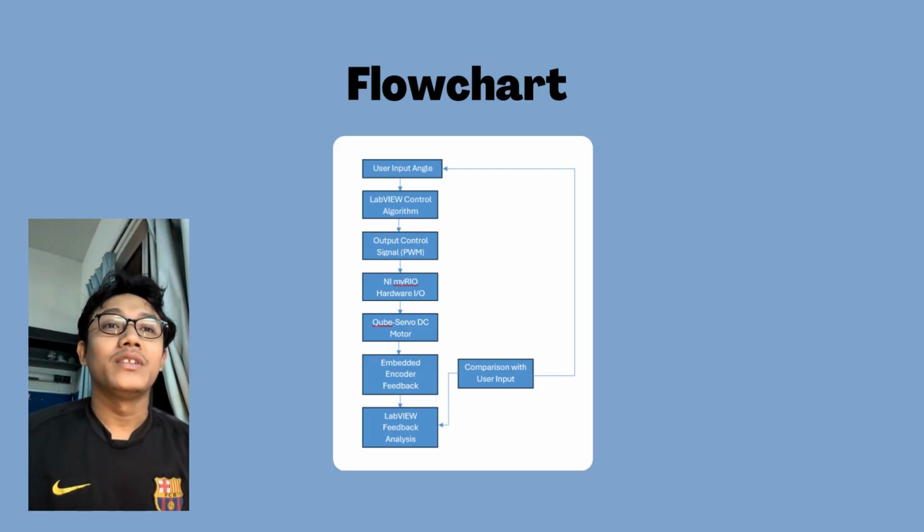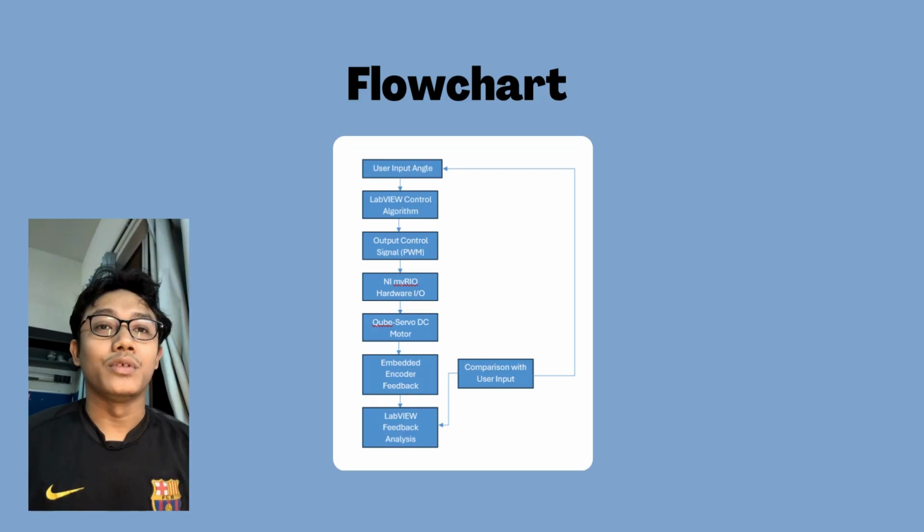Good day everyone. Today I'll walk you through the circuit and flowchart designs for our project. Let's start with the flowchart. It begins with the user inputting an angle. This data is managed by LabVIEW control algorithms generating a PWM signal. The signal is sent to the NI hardware for input-output, driving the cube servo DC motor.